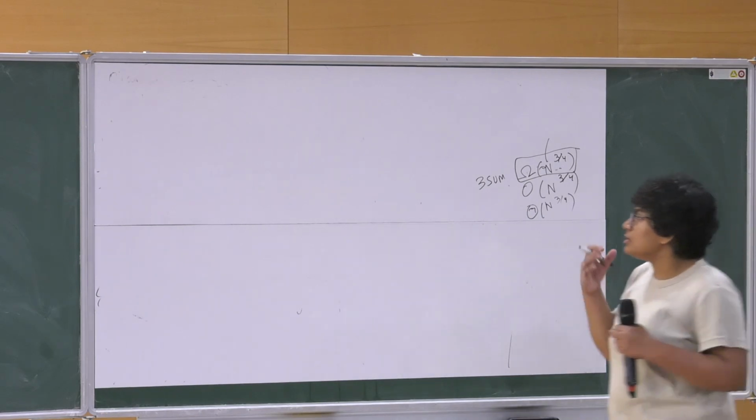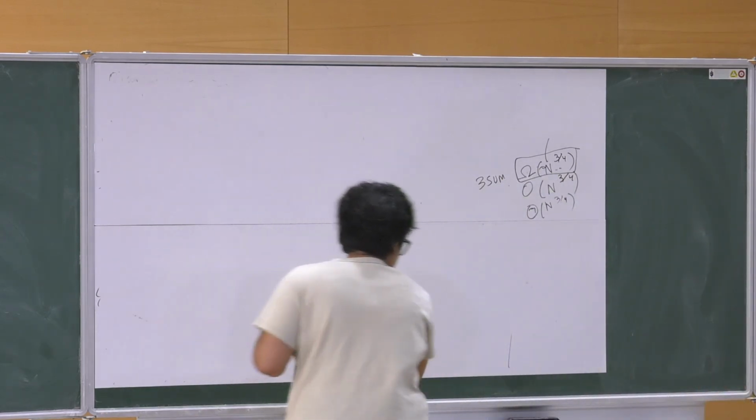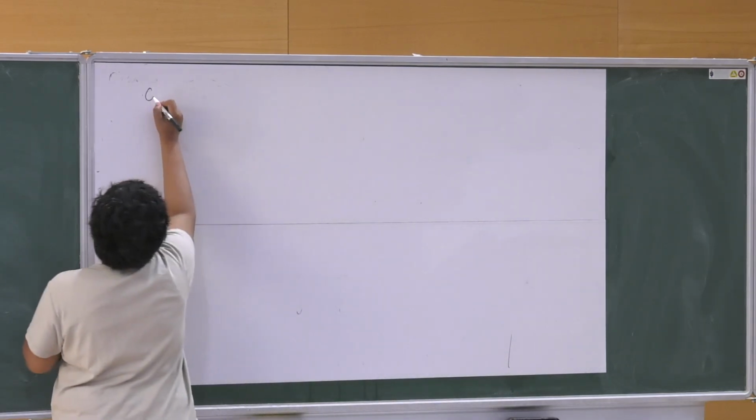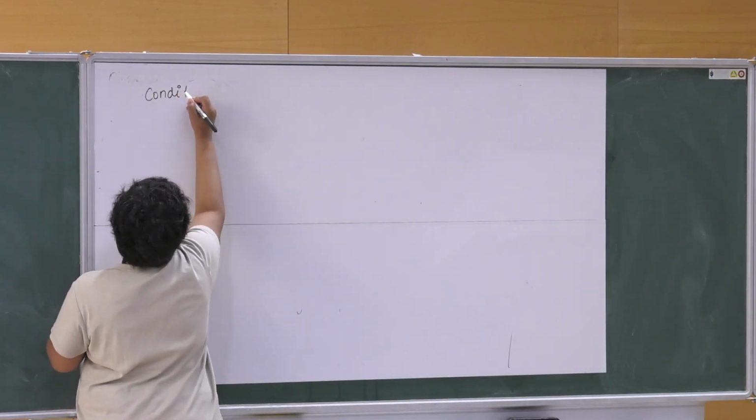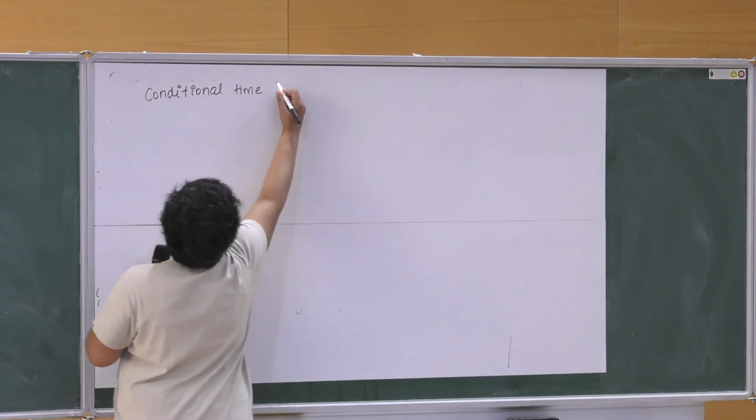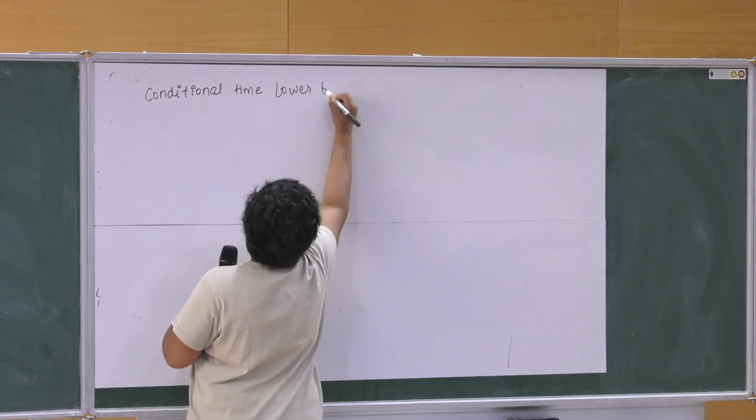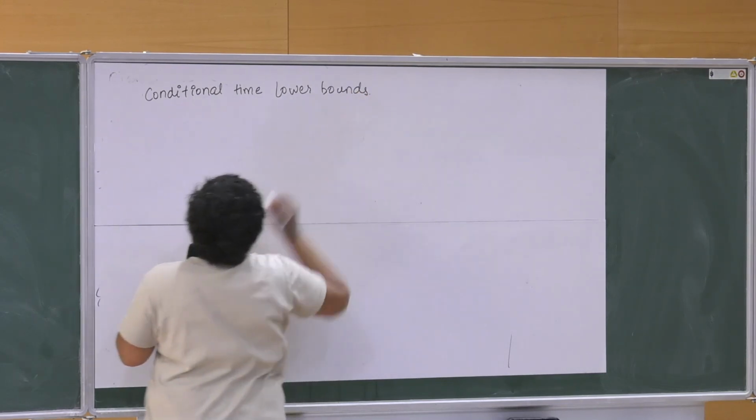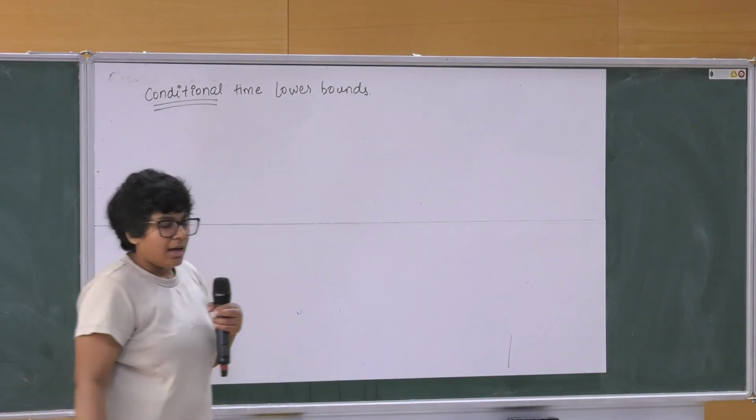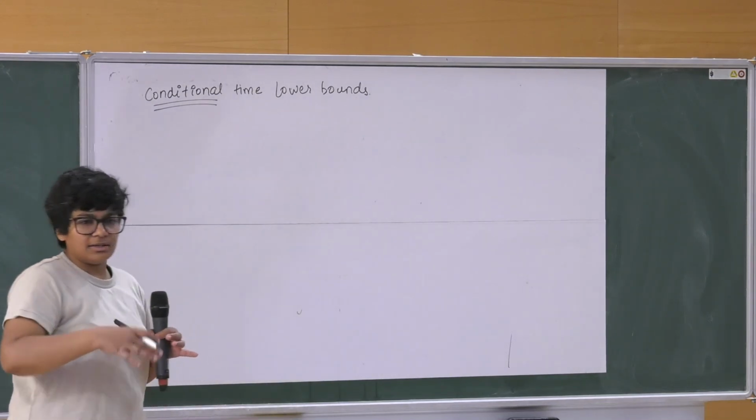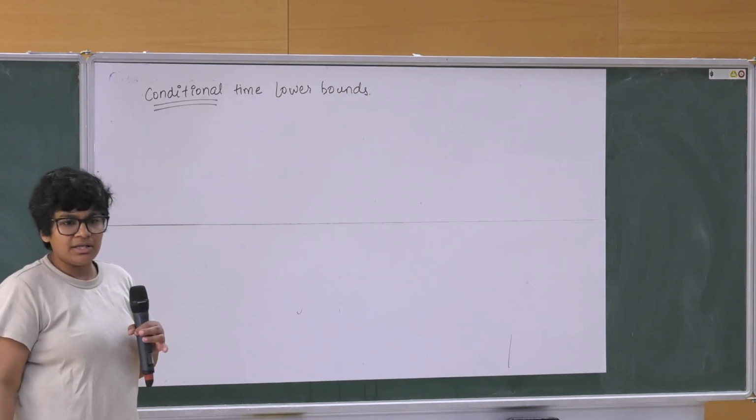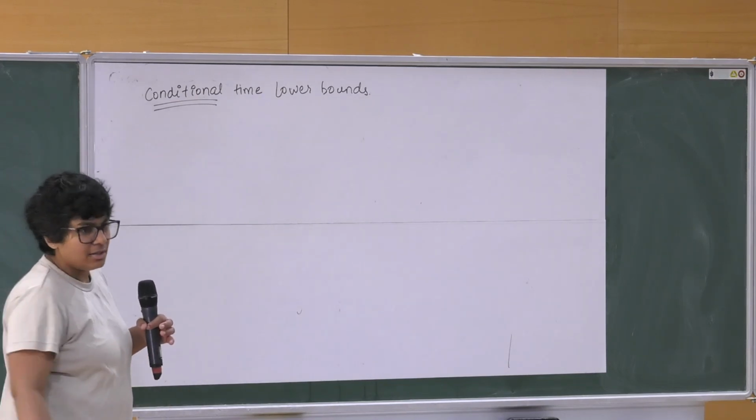So what we resort to is a different kind of technique. We resort to something called conditional time lower bounds. The phrase will be clear soon. Conditional time lower bounds. Okay? Now the emphasis is on conditional. This kind of research is done very well, and it's very common in classical complexity theory. They are called fine-grained lower bounds.